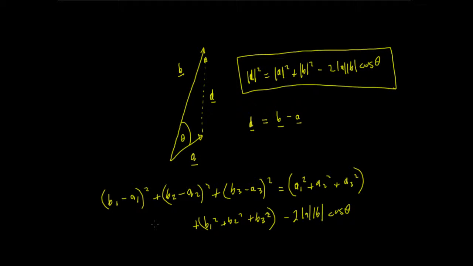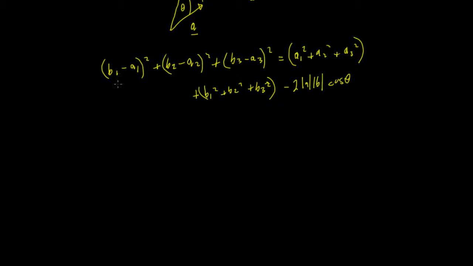This is about where I won't go through the full derivation, but you can multiply these out and that's going to be B1 squared minus 2A1B1 plus A1 squared, then B2 squared minus 2A2B2 plus A2 squared, plus B3 squared minus 2A3B3 plus A3 squared. This side stays the same. So the B1 squared, B2 squared and B3 squared will cancel out with the B1 squared, B2 squared and B3 squared on the other side, and the A1 squared, A2 squared and A3 squared will cancel out as well.